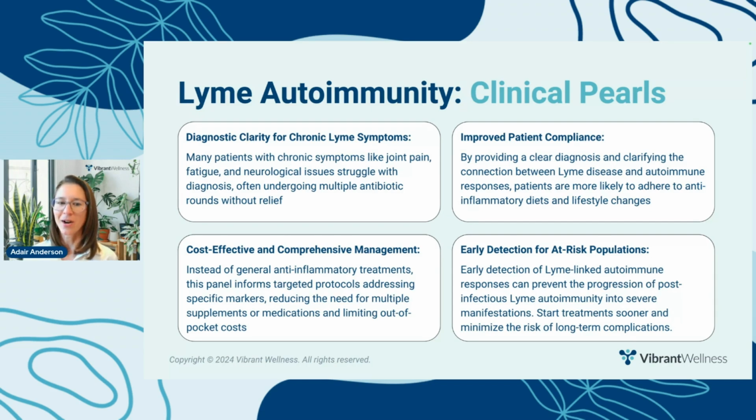And finally, number four, early detection for at risk populations. Early detection of Lyme linked autoimmune response is pivotal for those diagnosed with Lyme disease. This early intervention can prevent the progression of post infectious Lyme autoimmunity into severe manifestations. By screening at risk populations, healthcare providers can start treatment sooner, minimize the risk of long term complications, and promote a quicker return to health. Early detection empowers patients and providers to act proactively, enhancing patient outcomes and quality of life.